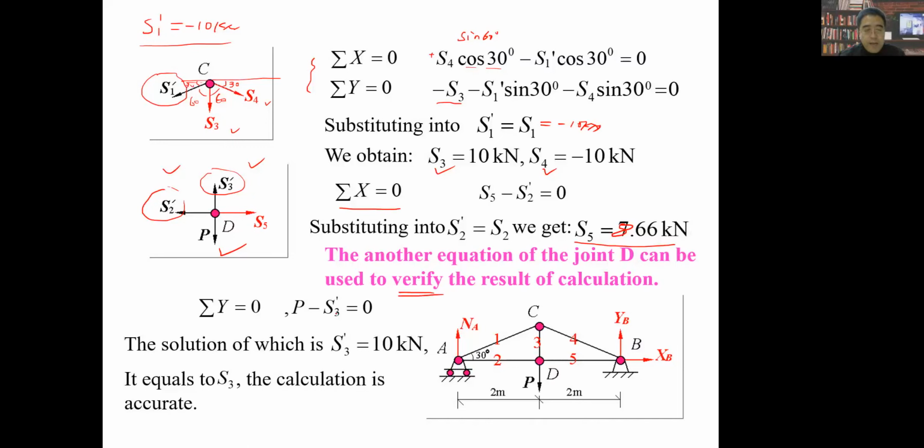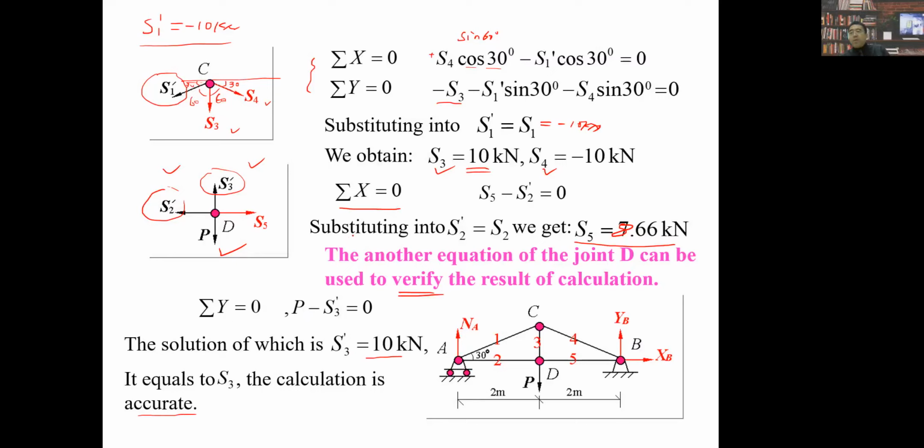So you will find S3 prime should equal P. Actually, we have S3. Yes, indeed, it is equal to P, right? So the solution is S3 prime equals 10 kilonewtons, which is equal to S3. The calculation is accurate.